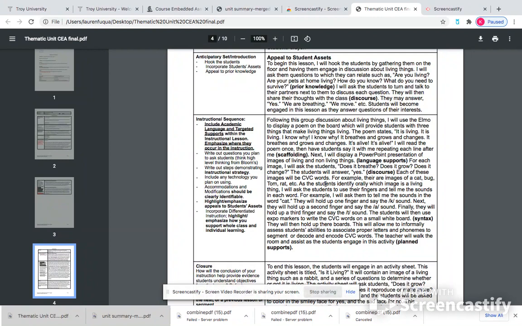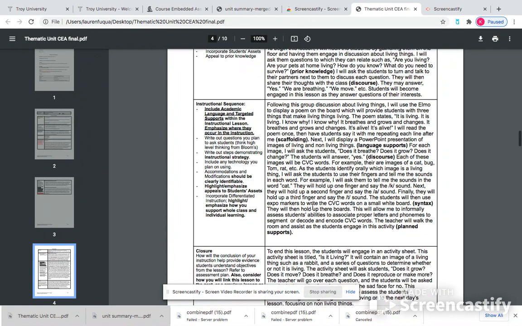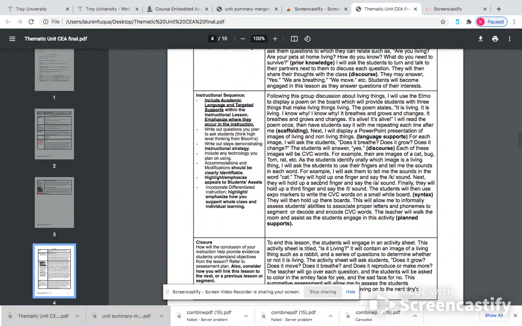Each of these images are of CVC words. For example, there might be a picture of a cat, or a bug, or a rat, etc. As the students identify orally which image is a living thing, they will be asked to use their fingers to tell me the sounds in each word. For example, tell me the sounds in cat. The students will hold up a finger and say k, a, t, and they will have 3 fingers up at the end, indicating 3 sounds in the word.